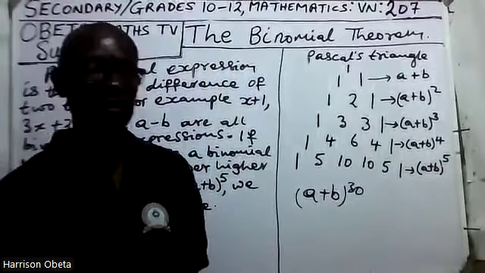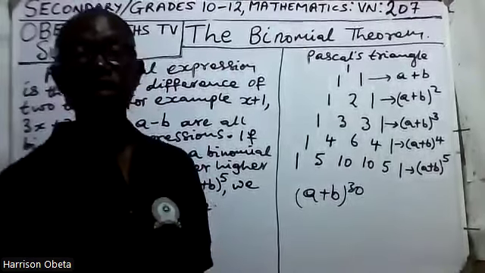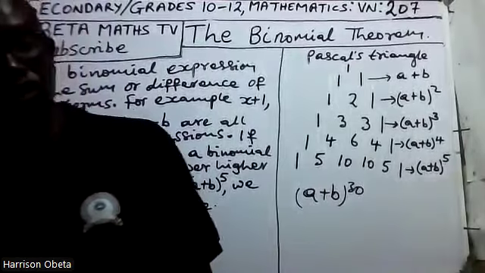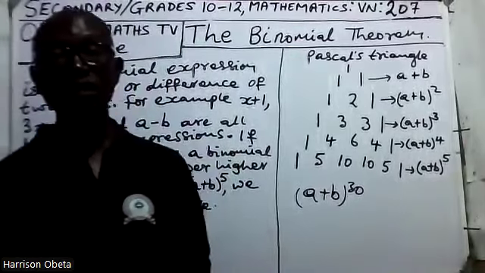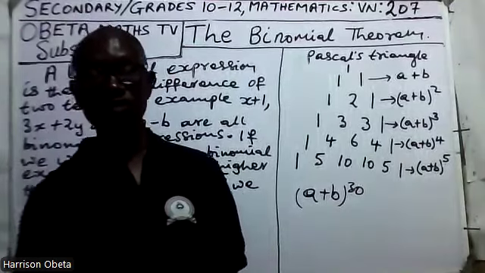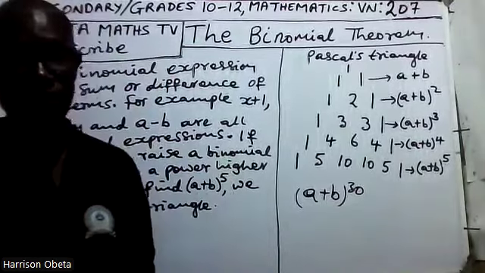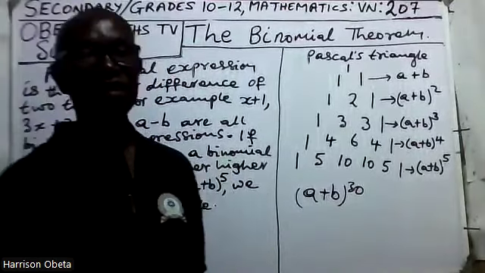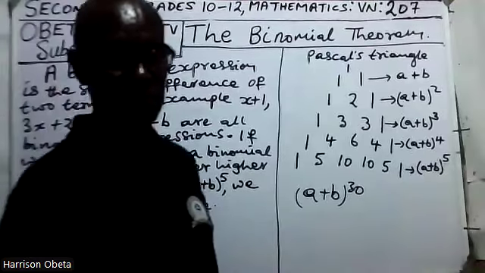Then after that, and this can only take place if n is positive, we're also going to deal with the expansion that will involve n negative. But for now, let's see Pascal's triangle.